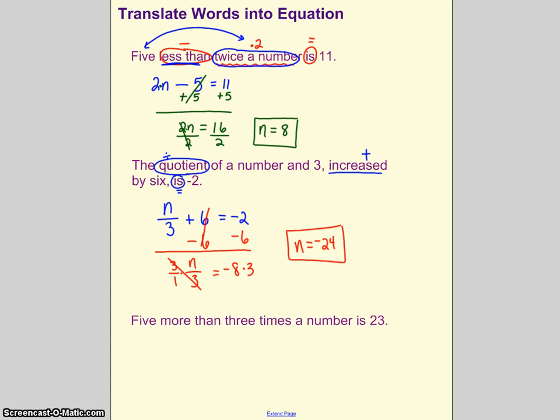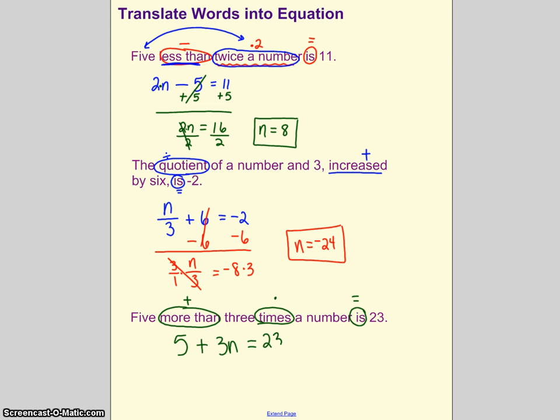Alright, let's just run through one more of these. We have 5 more than is our operation, more than represents addition. 3 times a number, there's multiplication, is 23, equal sign. So 5 more than, we can say 5 plus 3 times a number, we can just put those together to represent that multiplication, equals 23. And now we will solve this equation.